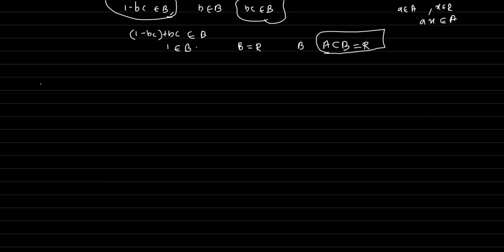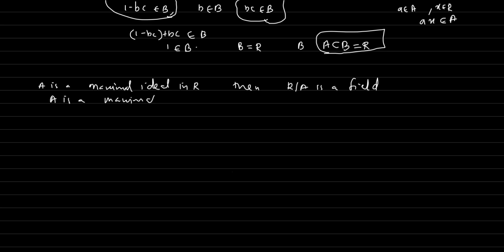Next, we need to prove that if A is a maximal ideal in R, then R over A is a field. So we are assuming that A is a maximal ideal. To prove R over A is a field, we know that a commutative ring with a unity in which every non-zero element is a unit is called a field.